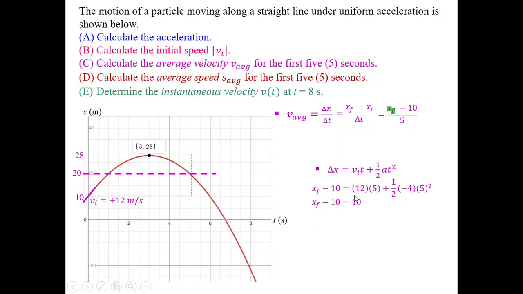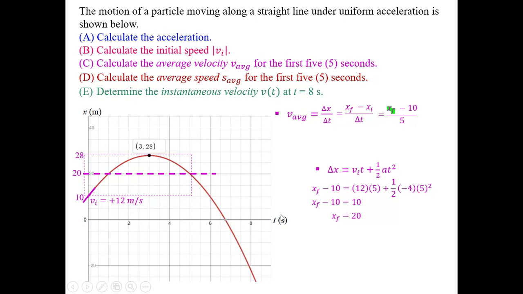So if you clean all this stuff up, on the right side, 12 times 5 is 60. And then here, 5 squared is 25. And then negative 4 times a half is negative 2. Negative 2 times 25 is negative 50. And then negative 50 plus 60 is a positive 10. And then here, to find xf, you need to move this negative 10 to the right side. So therefore, xf is going to equal 20, which does check out, since it intersects this graph nicely at that corner.